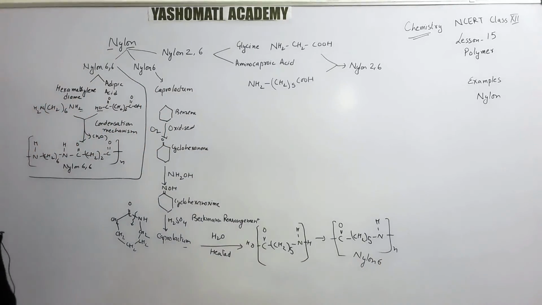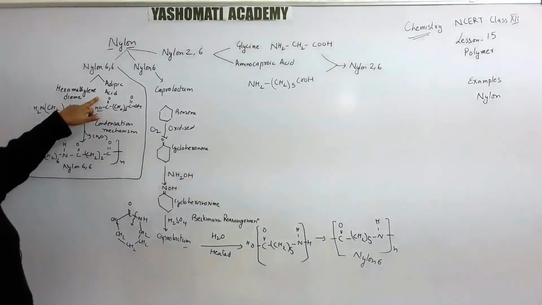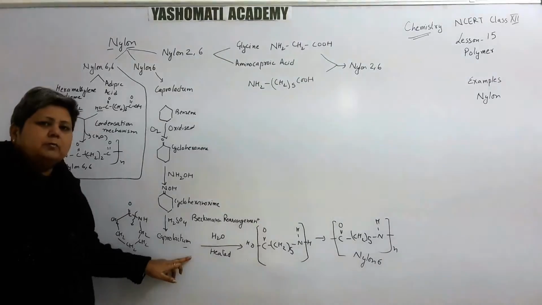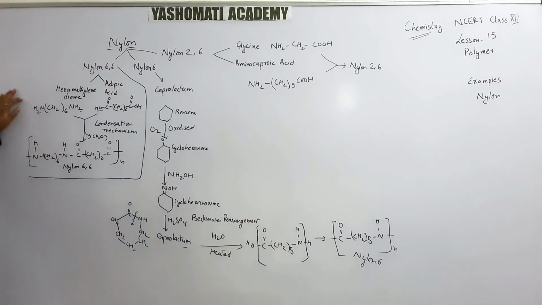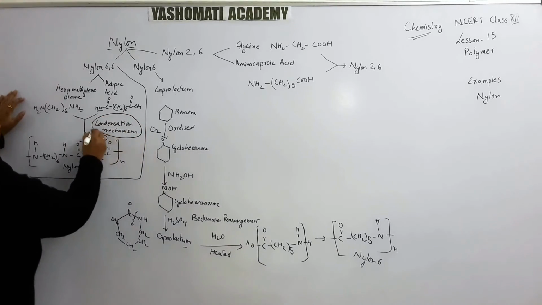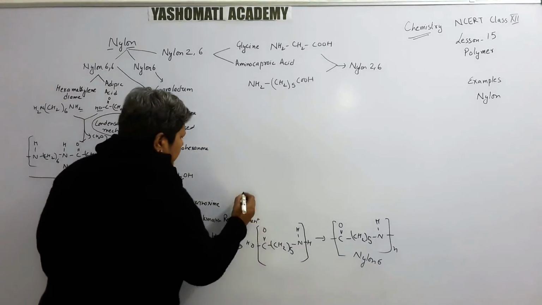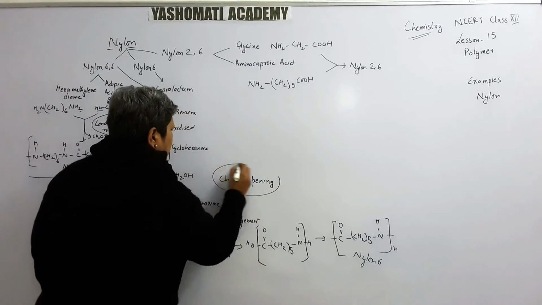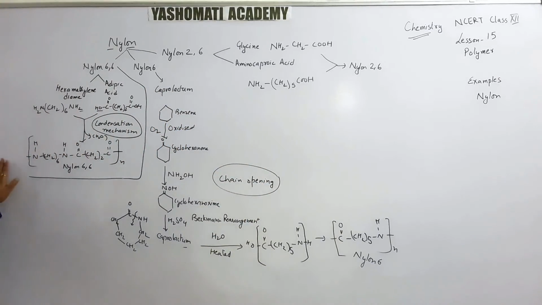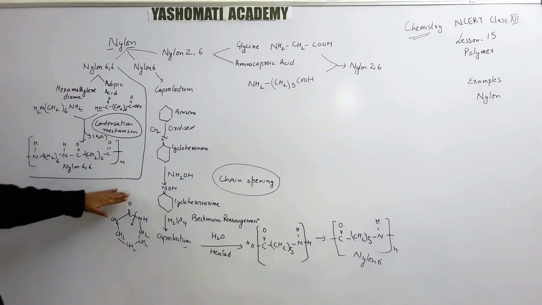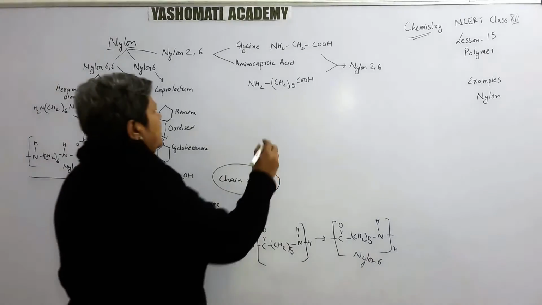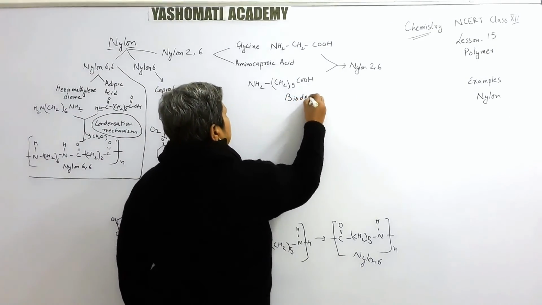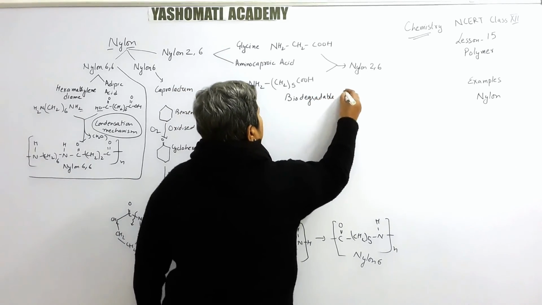Okay. Now let us try to understand the difference between this and this. One difference is that nylon 6,6 is made up of 2 monomeric units, so it has 2 different types of monomers, while nylon 6 is formed from 1 monomer only. In this case, it is formed by condensation mechanism. But here, in this case, it is a ring opening mechanism. Right? So these are some of the differences between nylon 6,6 and nylon 6. Nylon 2,6 is a biodegradable polymer.